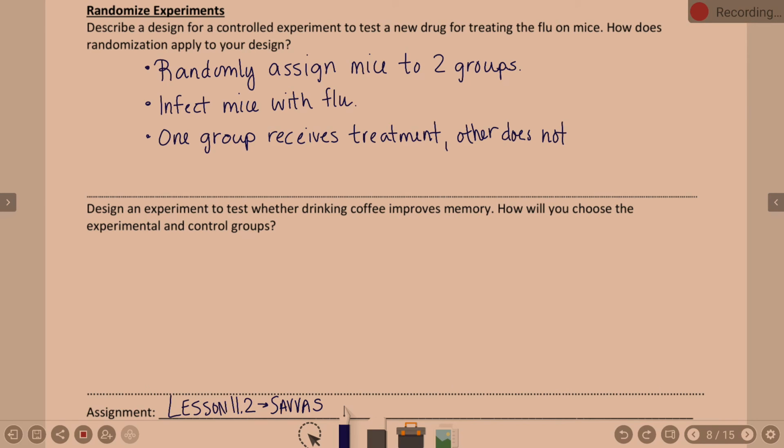The group that receives the treatment, I would call my experimental group. The group that does not, I would call my control group. Placebo group if you prefer.